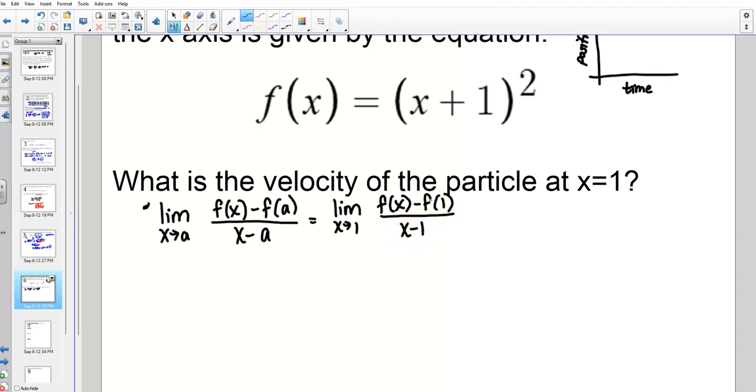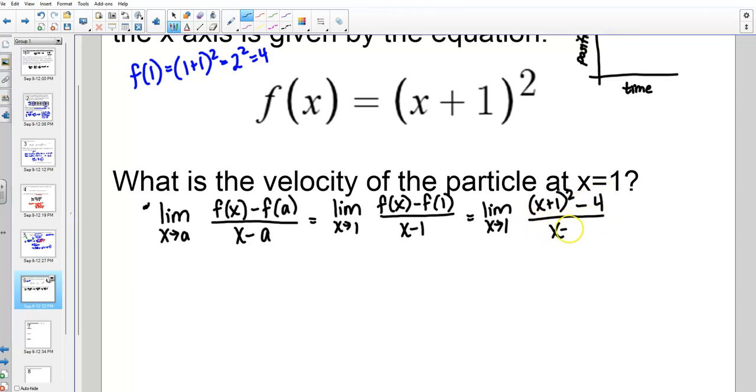I can live with it if you don't even write that step down. It's okay. But I'm going to make sure we're very clear. So when we start plugging in right here, f of x is (x plus 1) squared. F of 1, we can figure out over to the side. Technically, you don't have to. You could do this in your head. But that's going to be 1 plus 1 squared, which is 2 squared, which is 4. So we're going to put a 4 here over x minus 1.